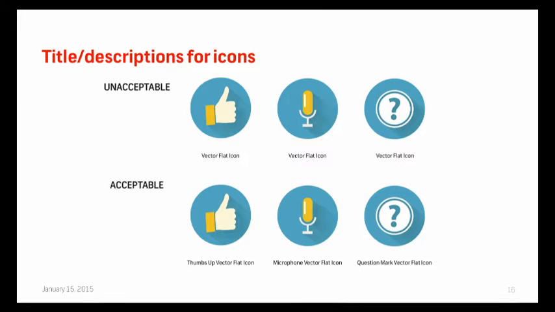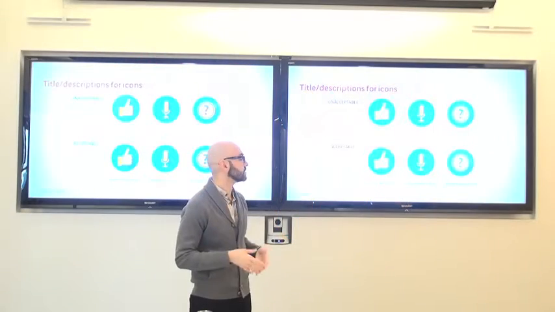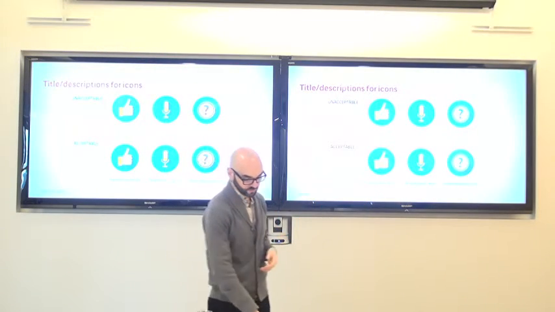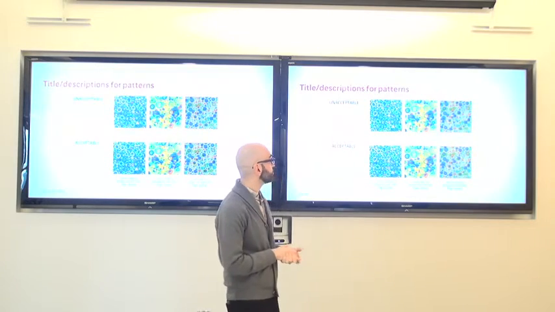So the row below, we've changed the titles. We're now more specific. With the thumbs up icon, we're calling it thumbs up vector flat icon. The middle one is microphone vector flat icon. The last is question mark vector flat icon. Specifically talking about the actual subject of the icons. Let's look at a few patterns.